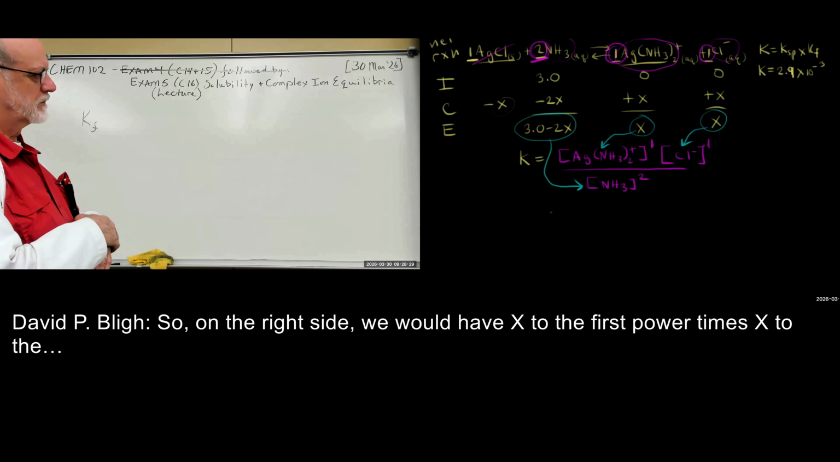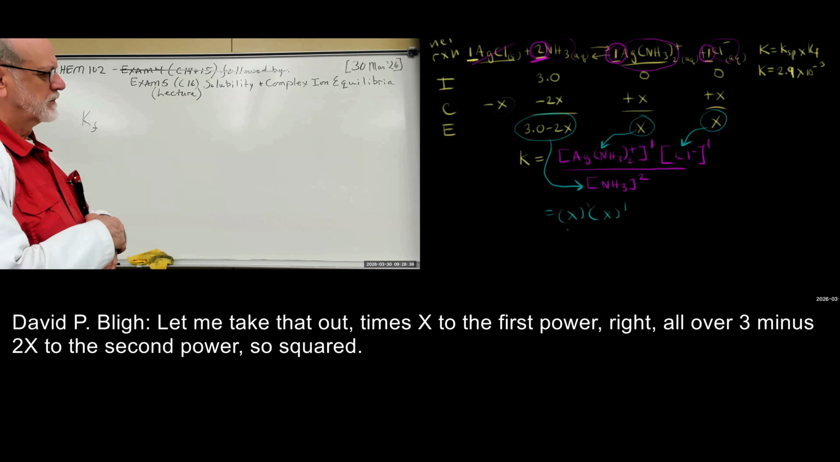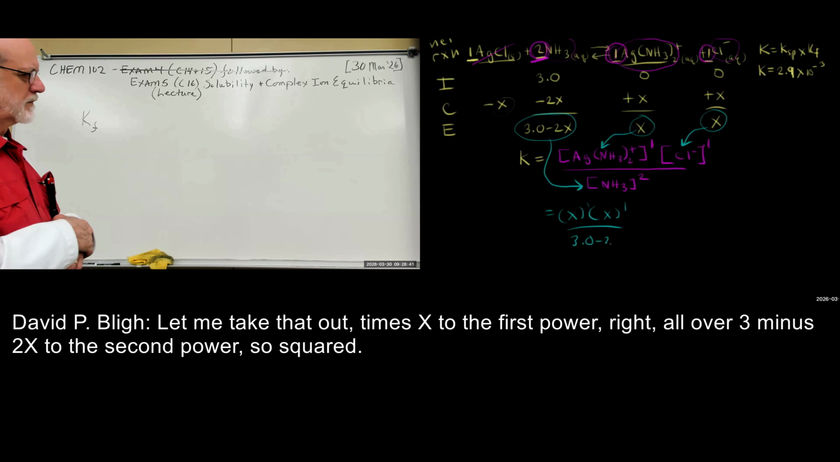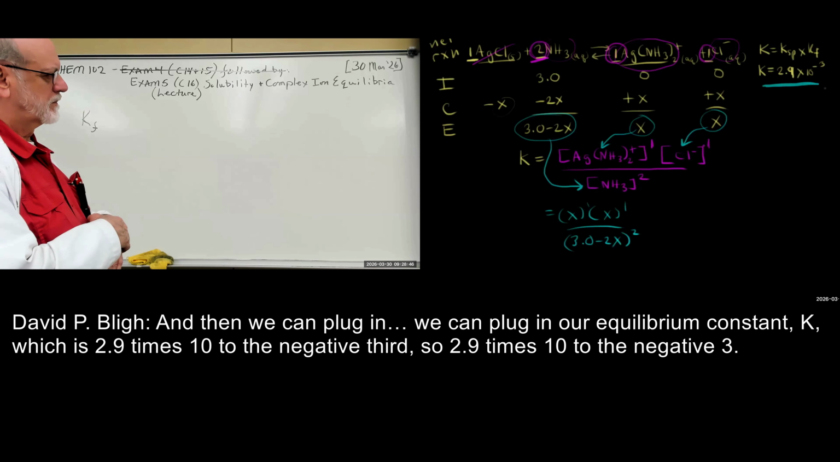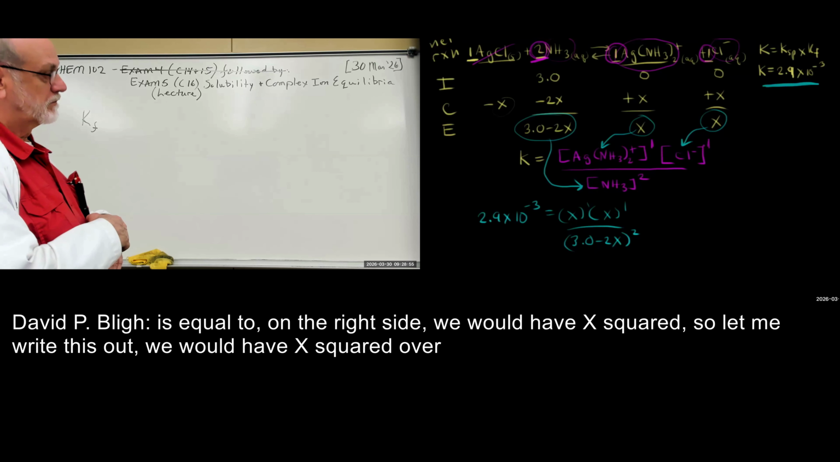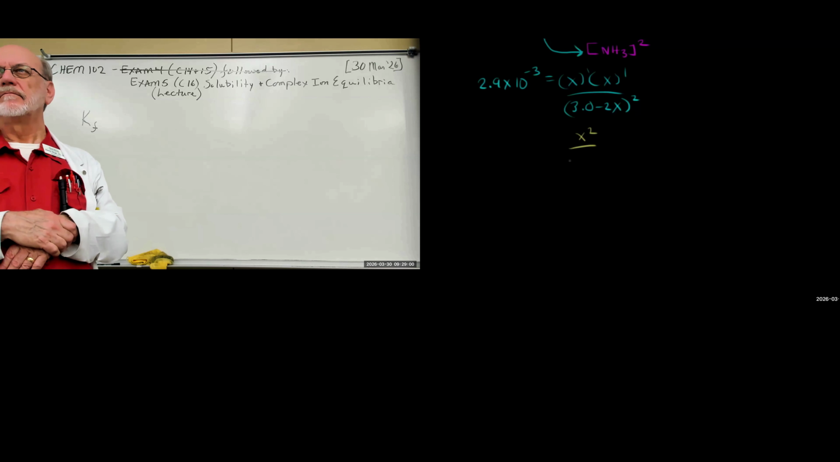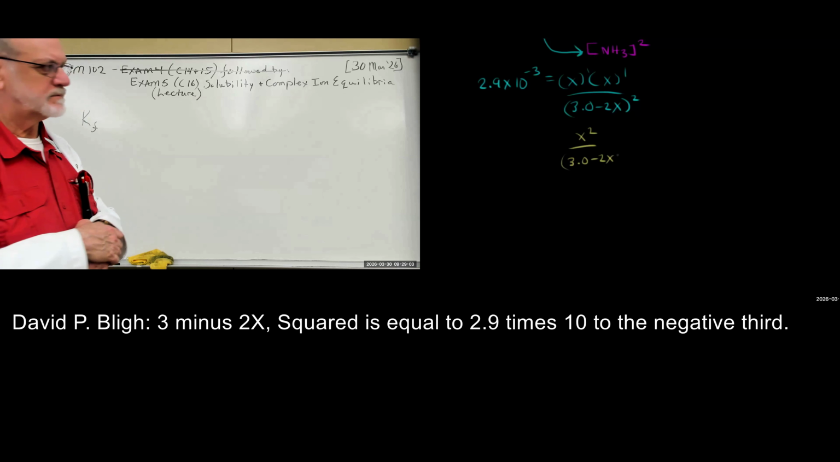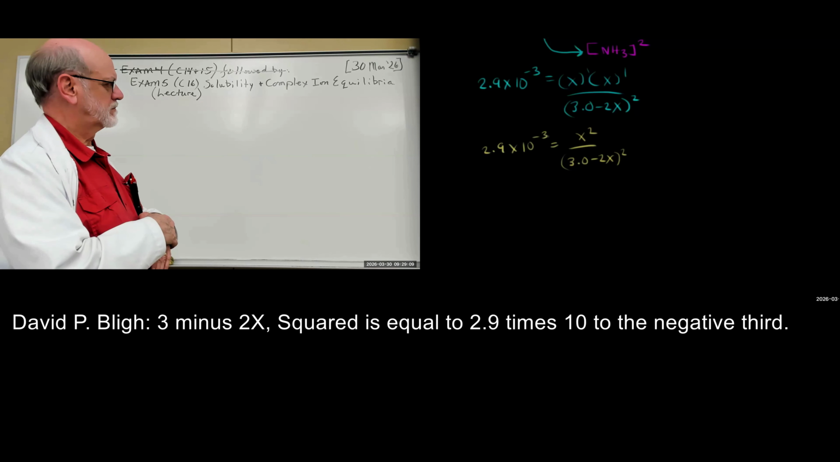So on the right side, we would have x to the first power times x to the first power. Right, all over 3 minus 2x to the second power, so squared. And then we can plug in our equilibrium constant k, which is 2.9 times 10 to the negative third. So 2.9 times 10 to the negative 3 is equal to, on the right side, we would have x squared. So let me write this out. We would have x squared over 3 minus 2x squared is equal to 2.9 times 10 to the negative third.